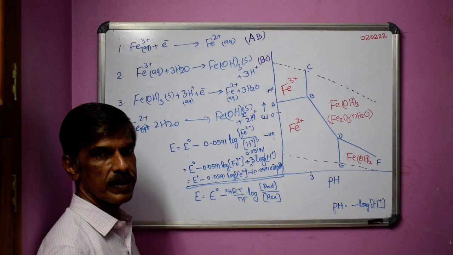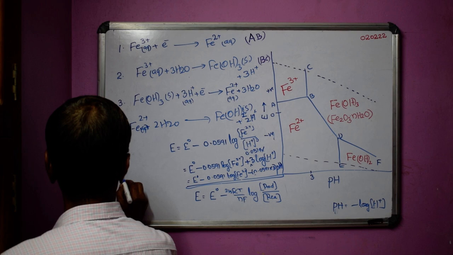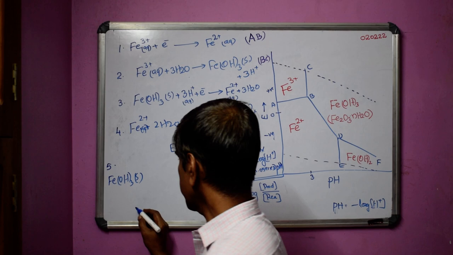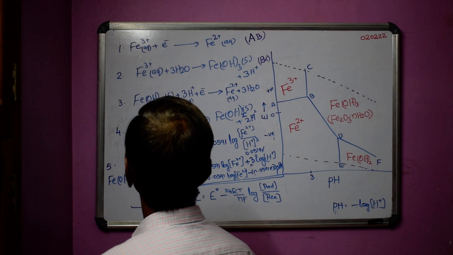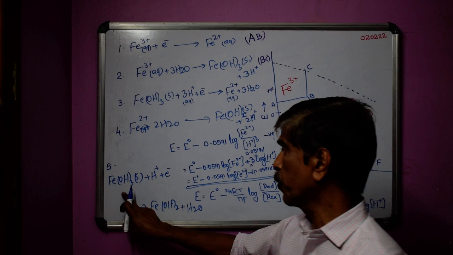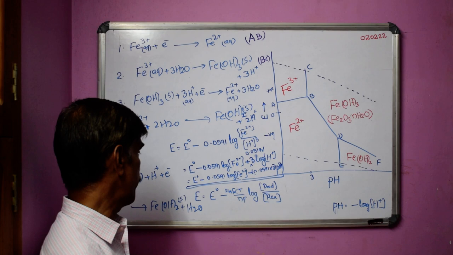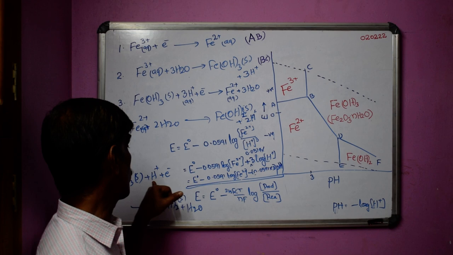Here, Fe(OH)3, the solid, is converted into Fe(OH)2. Fe(OH)3 solid plus H+ plus e- gives Fe(OH)2, again solid, plus H2O. Fe(OH)3 is converted into Fe(OH)2. It is dependent both on H+ and on the electrons.